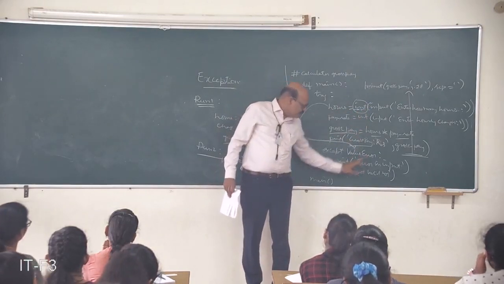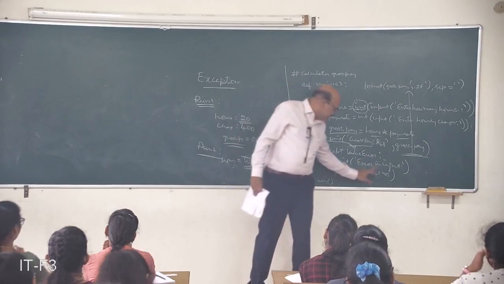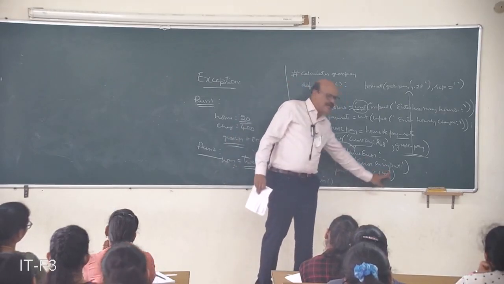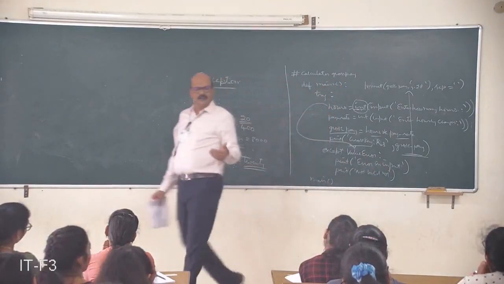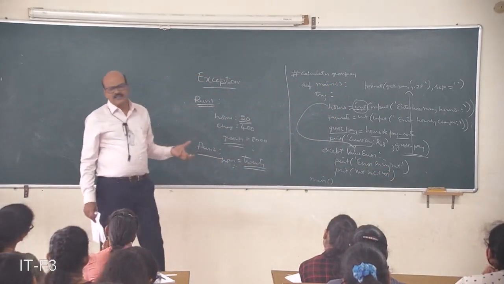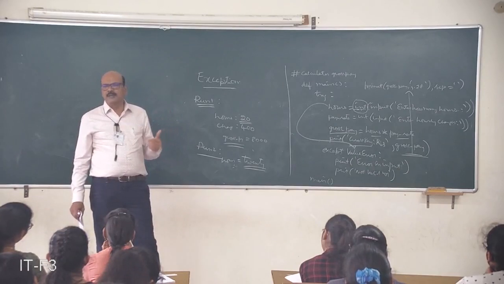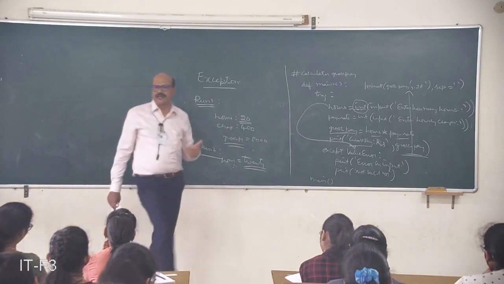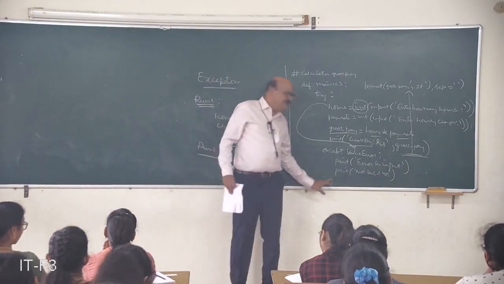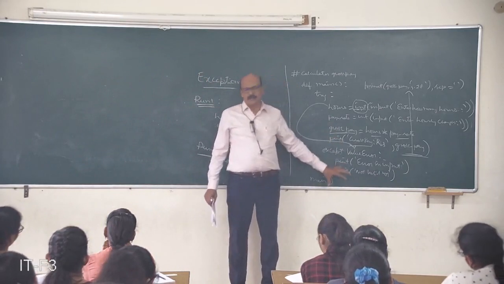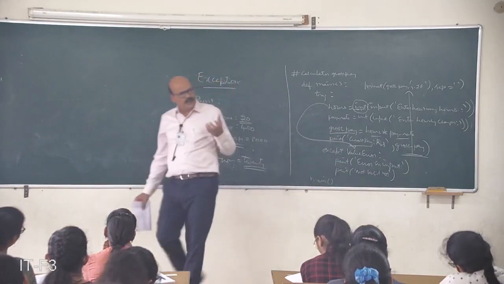So it will display this statement. Error in input, not valid numbers. So what is the error? User has not given a valid number as input. Hence, this program has encountered an error. That's what we are trying to display to the user. And then the program normally completes its execution. It's not going to end.